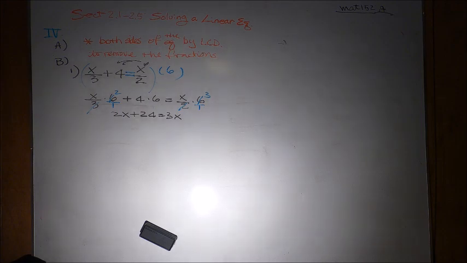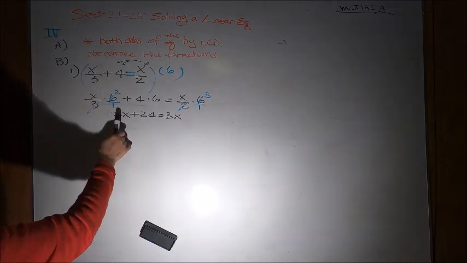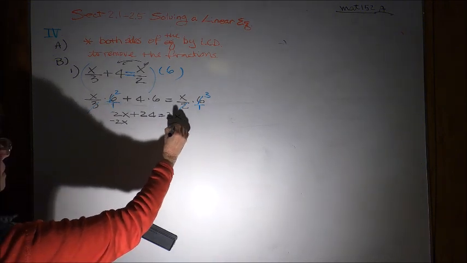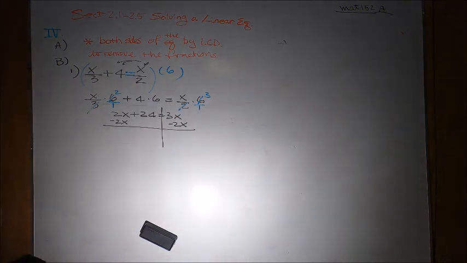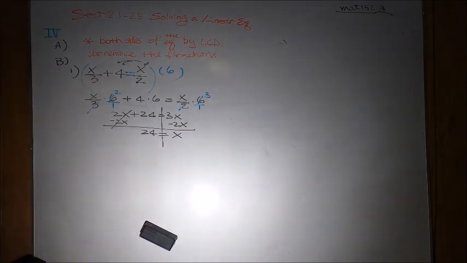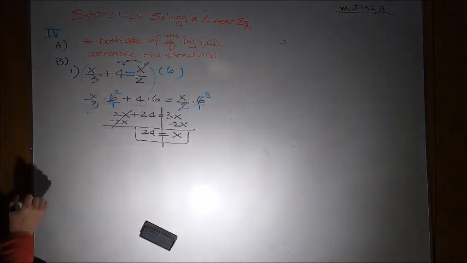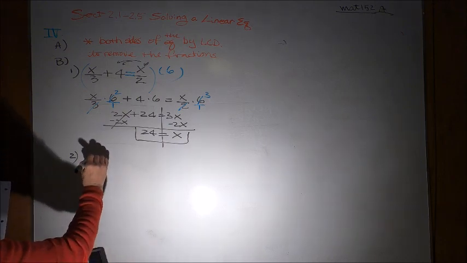Definitely. Then since the number is on this side by itself already, we can just move x to the other side by doing what? Minus 2x, right? Then this cancels out. 24 equals what? X. That will be your answer. Manageable, right? For fractions. Look at the second one.